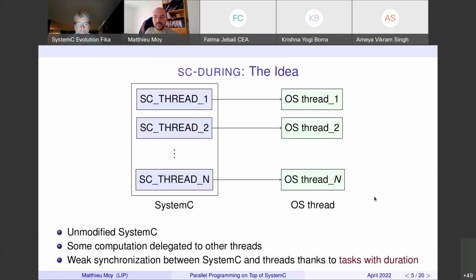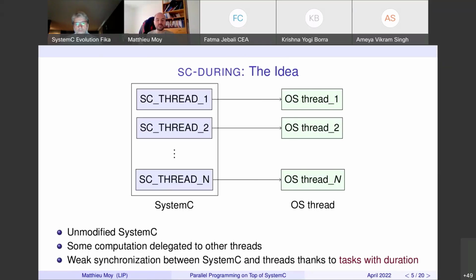Okay, I'm back. So the idea behind the approach that I'm going to talk about here is we'll keep a SystemC platform as usual, with SystemC threads and normal SystemC semantics. But sometimes there's a computation that you want to offload to something else. You want to delegate it to another thread. And on the right-hand side here, we have different operating system threads, pthreads in Unix, which are going to run in parallel with the platform.